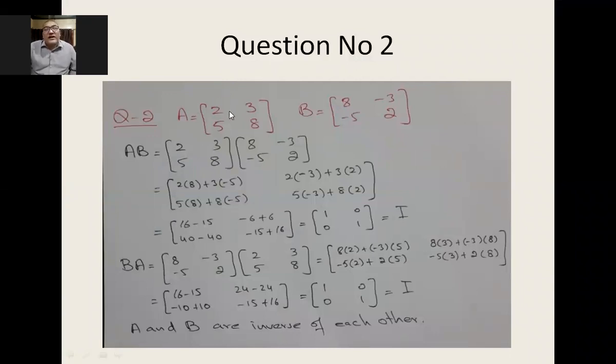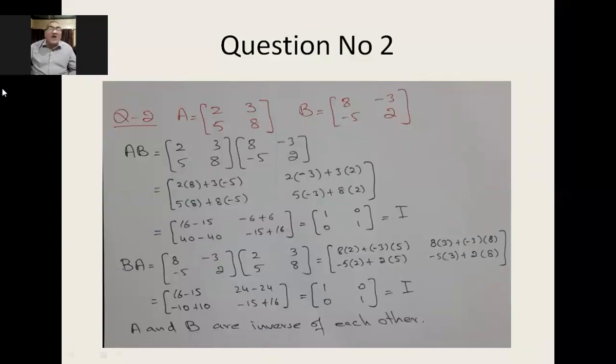So A is given, that's [[2, 3], [5, 8]]. B is given, that's [[8, -3], [-5, 2]]. So the first question was to find the value of AB. AB means A multiplied by B. So I will put the matrix A, that's [[2, 3], [5, 8]], and I will multiply it with the matrix B, that's [[8, -3], [-5, 2]].